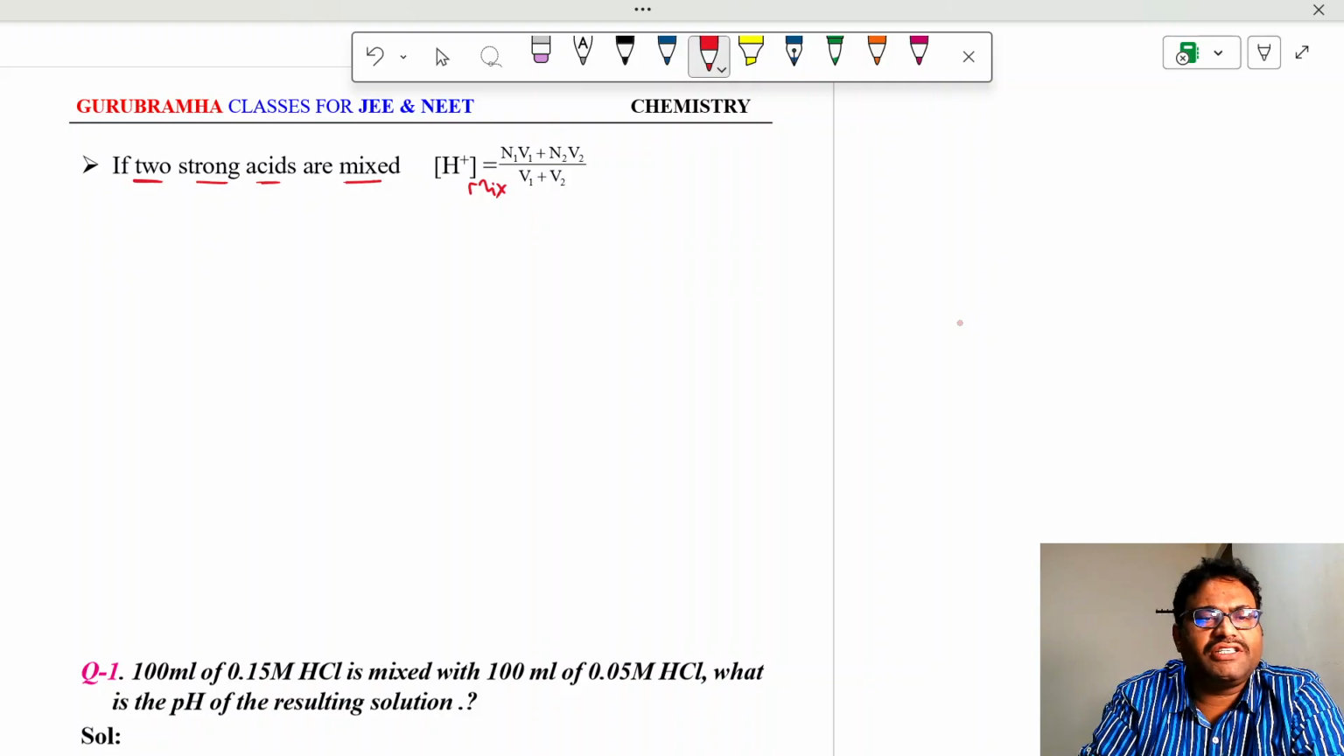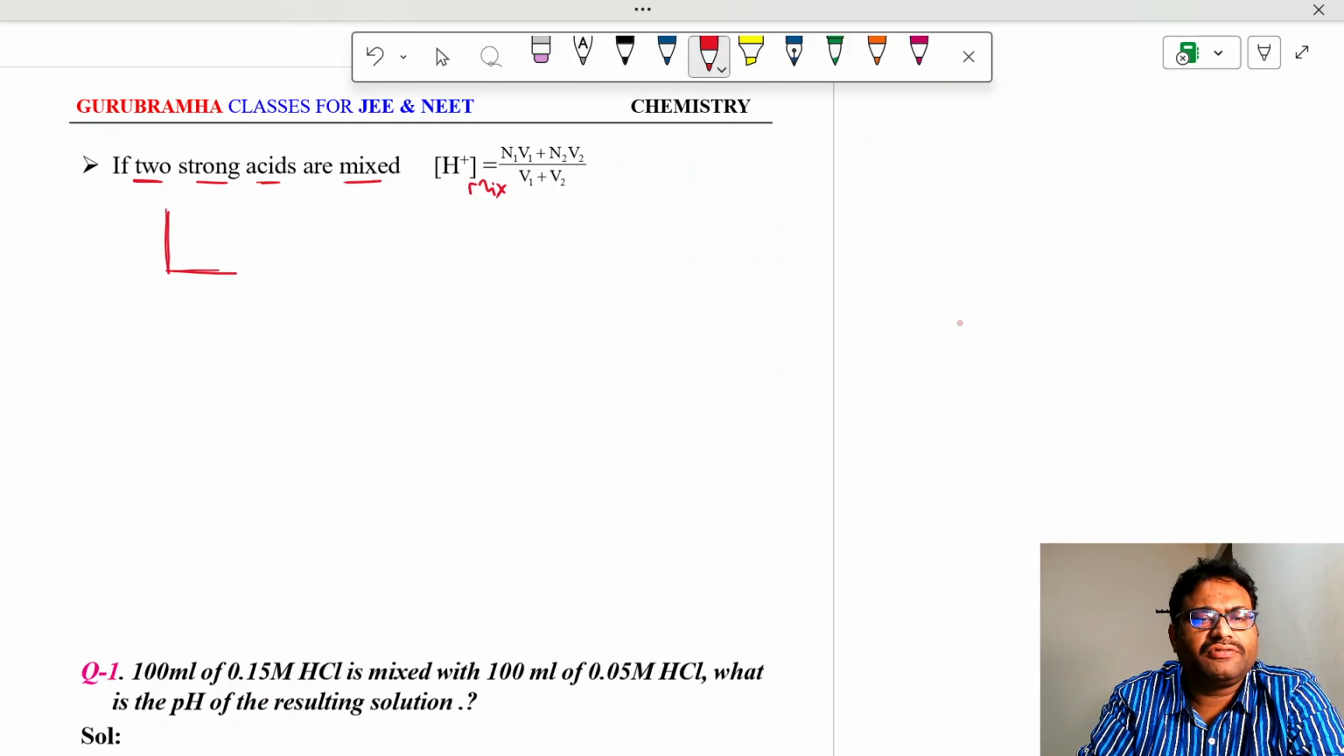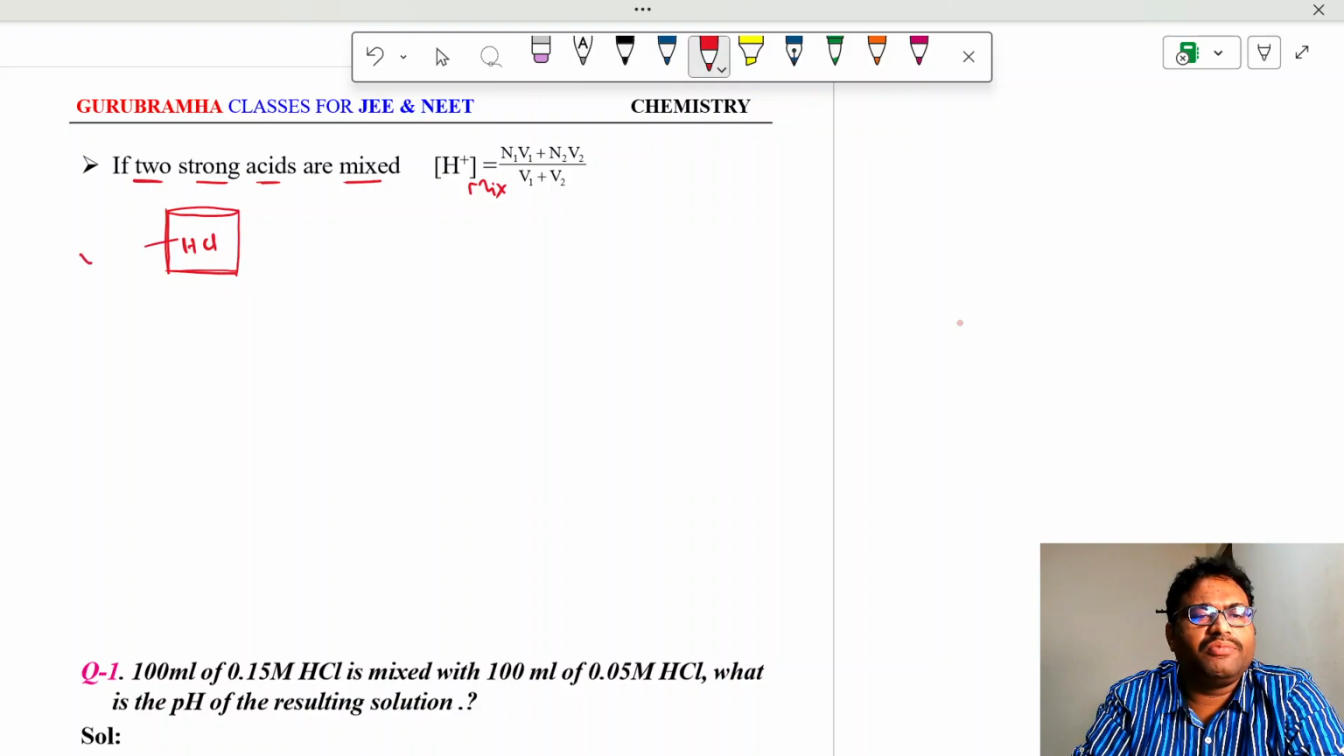Let us see two acids. So there is an acid here. For example, let me take it as HCl, whose volume is equal to V1, whose normality is equal to N1.